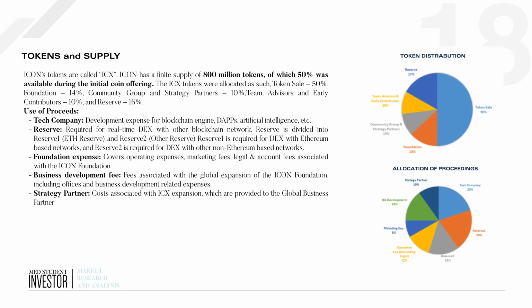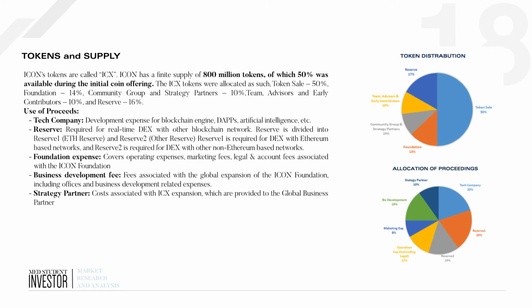Let us discuss tokens and supply. Icon's tokens are called ICX. Icon has a finite supply of 800 million tokens, of which 50% was available during the initial coin offering. The ICX tokens were allocated as such: token sale 50%, foundation 14%, community group and strategy partners 10%, team, advisors and early contributors 10%, and reserve 16%.